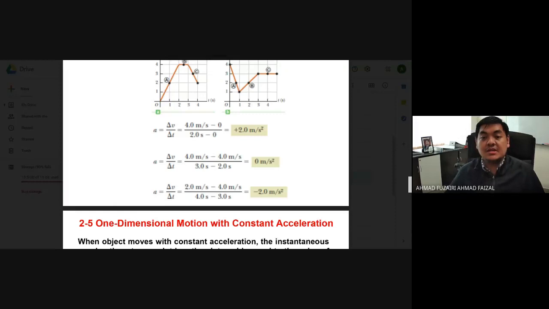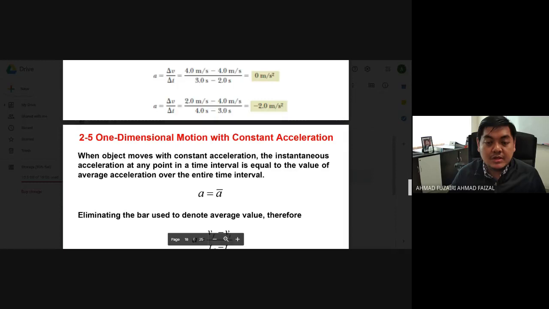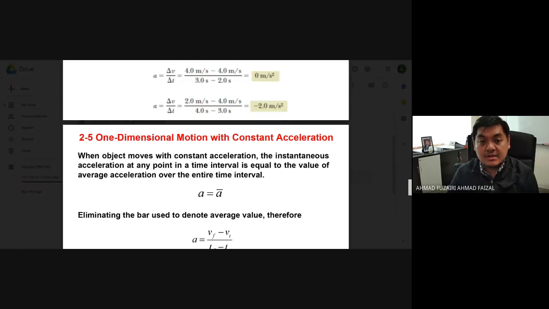This cannot happen when we want to use the equations of one-dimensional motion, like the ones we want to do afterwards. When we introduce this kind of equation, you must understand that all equations should follow constant acceleration. In the question, please find the keywords that indicate this type of motion has constant acceleration.